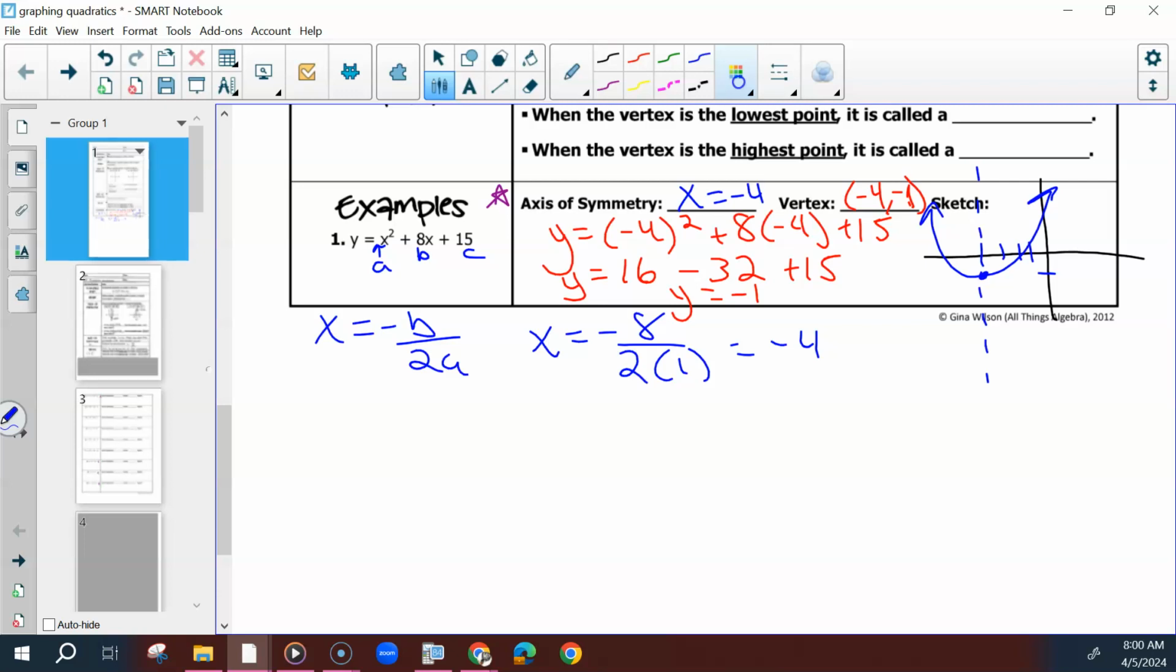Questions on anything we just did? Should we look at this a value? It's positive. Alright, go on to the next page. We're going to do number 2. Same process.